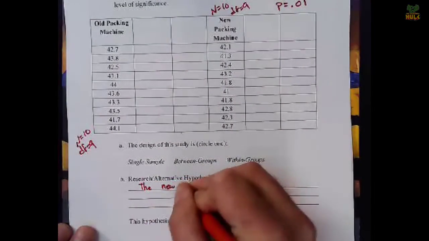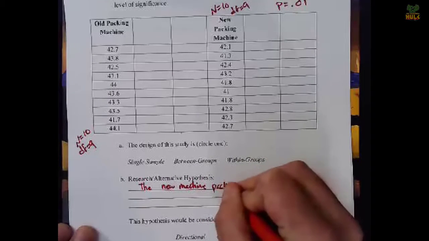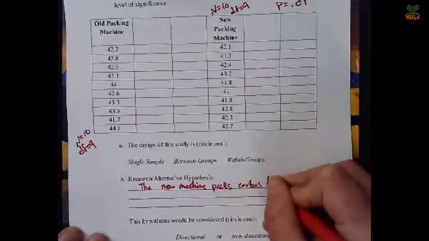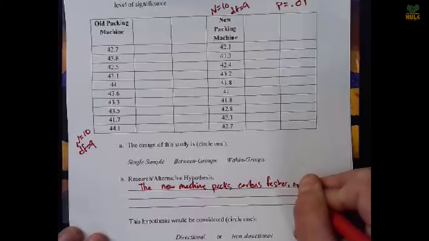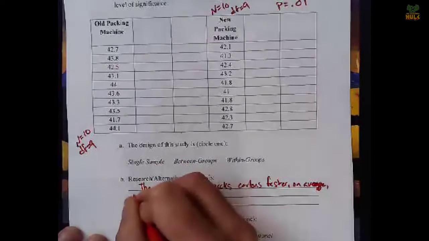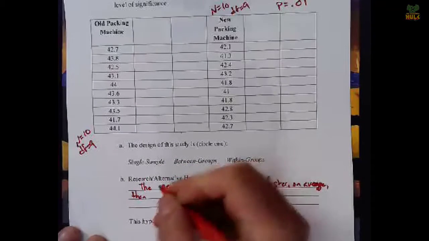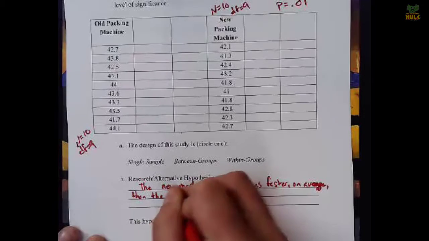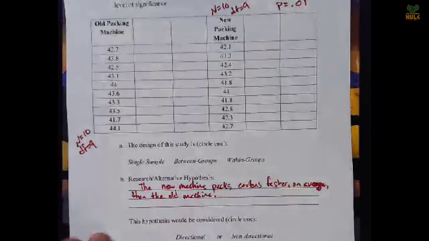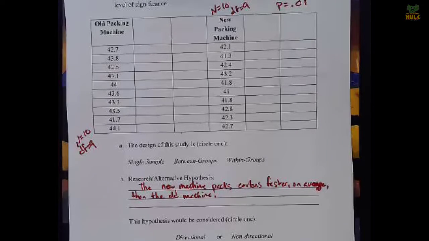The new machine packs cartons faster on average than the old machine. Okay, so simplistic hypothesis, the new machine packs cartons faster on average than the old machine.